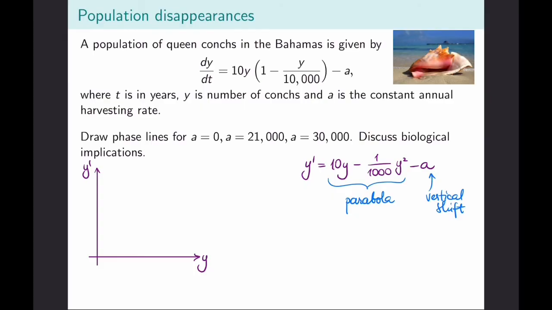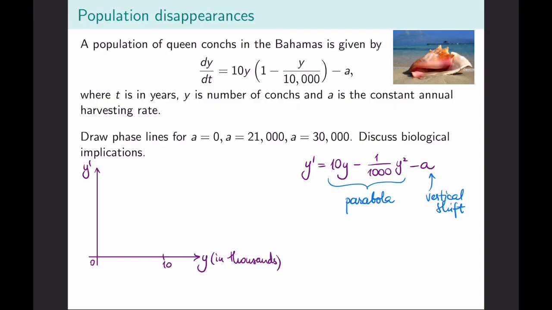The base parabola I'm going to draw corresponds to a being 0, and then we will mark other shifts on our graph. If a is equal to 0, or rather, it's easier to look at it in the factored out form, I can see that my parabola will have horizontal axis intercepts at y equals 0, which corresponds to this term being 0, as well as y equals 10,000, which corresponds to this term being 0. So let's label this to have units in thousands. And I know that I will have 2 intercepts at 0 and at 10,000.